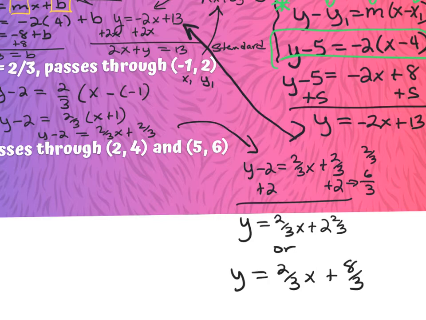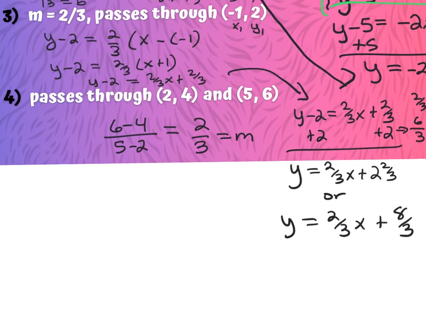This is the last scenario where you're given 2 ordered pairs. So first thing I need to do is calculate the slope. So I'm going to use the slope formula, y2 minus y1 over x2 minus x1. So 6 minus 4 over 5 minus 2. And the slope of my line is 2/3. And now I can choose either point slope or slope intercept. So I'll do point slope again. y minus y1 equals m times (x minus x1).